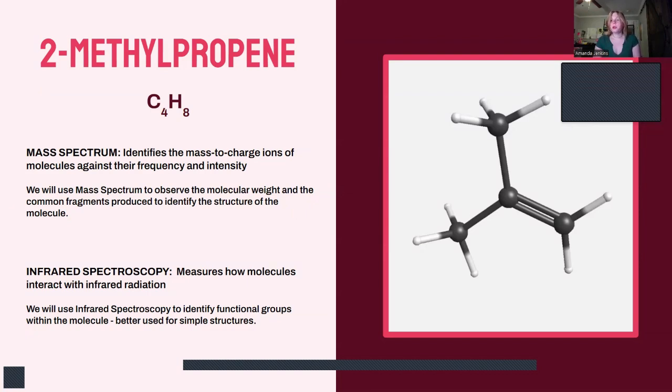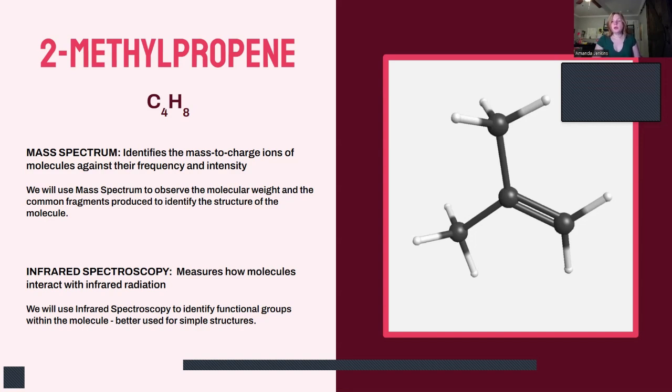It has a molecular formula of C4H8. And we use mass spectrum and infrared spectroscopy to get a better idea of the structure of the molecule and identify unknown compounds. So mass spectrum identifies the mass to charge ions of molecules against their frequency and intensity. So we're able to identify things like molecular weight and the structure based on the common fragments that are identified within the molecule. Many molecules will fragment in the same sort of way, so we can really have a better understanding about how they fragment and be able to build a structure based off of those fragments.